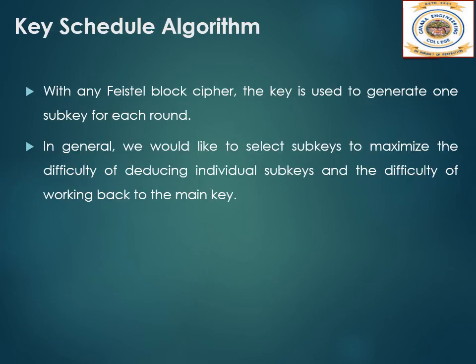A final area of block cipher design, and one that has received less attention, is the key schedule algorithm. With any feasible block cipher, the key is used to generate one subkey for each round. In general, we would like to select subkeys to maximize the difficulty of deducing individual subkeys and the difficulty of working back to the main key.